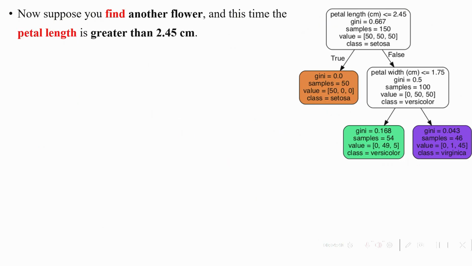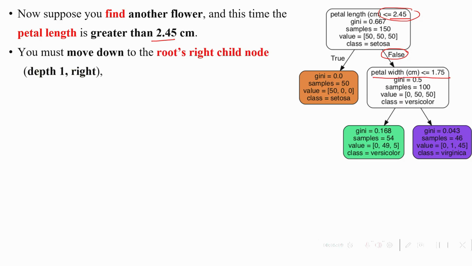Now suppose we want to classify another flower, where the petal length is greater than 2.45. That means the condition is false. Then you must move down to the right child of the root node, which is at depth 1. This is depth 0, depth 1, and depth 2. Now it is not a leaf node. This is an intermediate node.